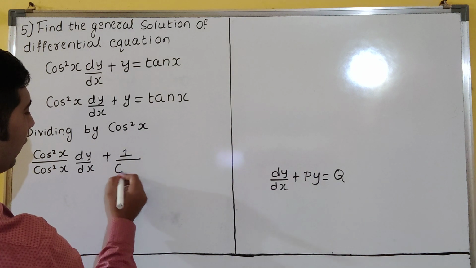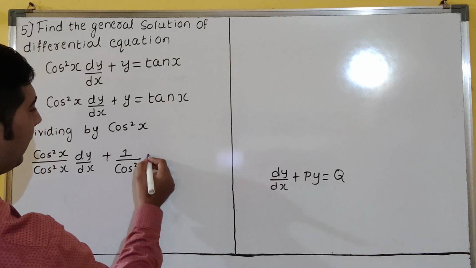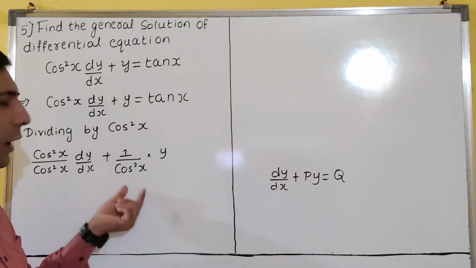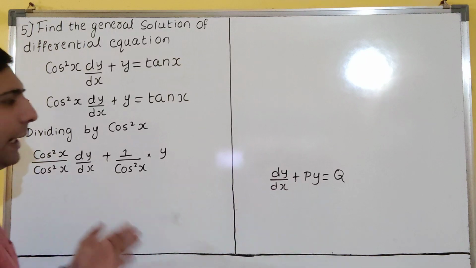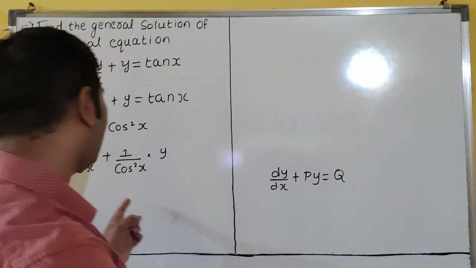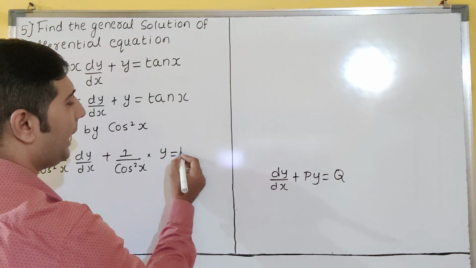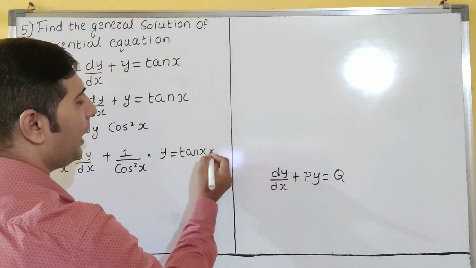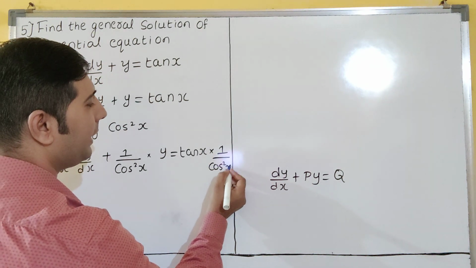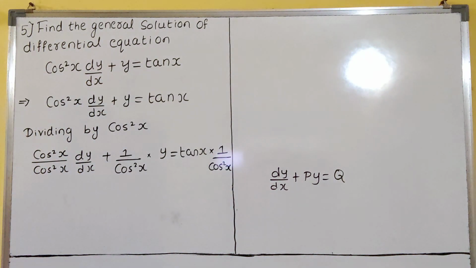1 divided by cos square x into y. 1 into y is y only, so y divided by cos square only, dear students. Why are we writing this? We want to write it in this form. So that's why I am writing 1 divided by cos square. So tan x into 1 divided by cos square x, dear students. I hope everyone it is clear.